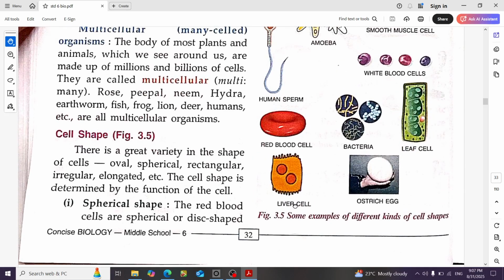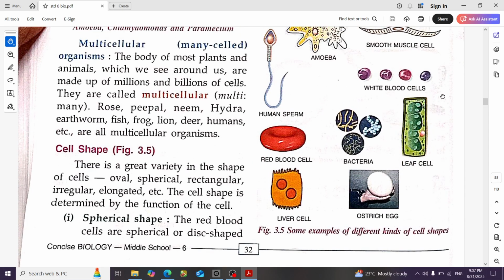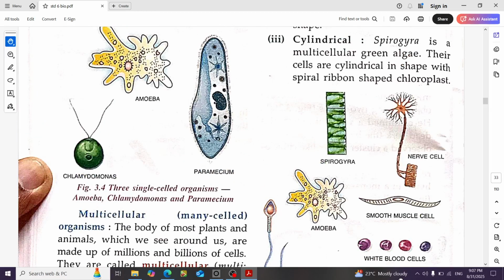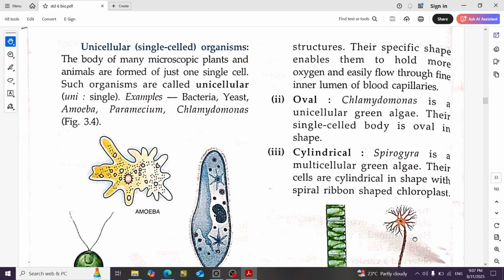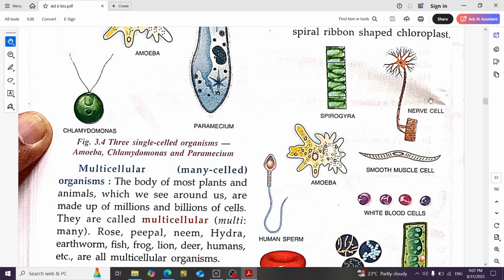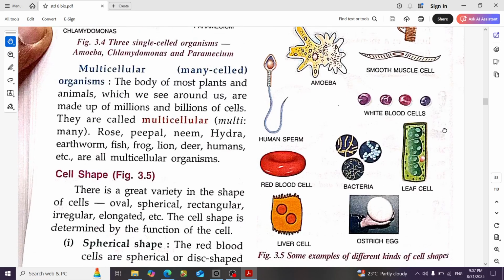Now, how is the cell shape? It can be spherical. See the different type of cells. It can be spherical, it can be oval, it can be cylindrical. Examples are given here. Chlamydomonas is oval, Spirogyra is cylindrical. You can see the shape here. Have a look at it. You can see the blood cells, bacteria, ostrich egg is one single cell.